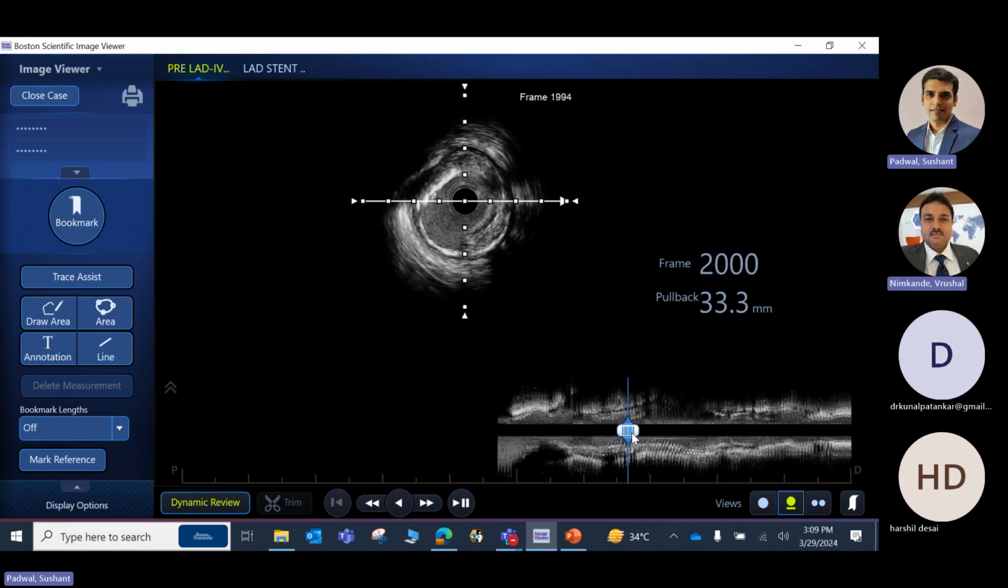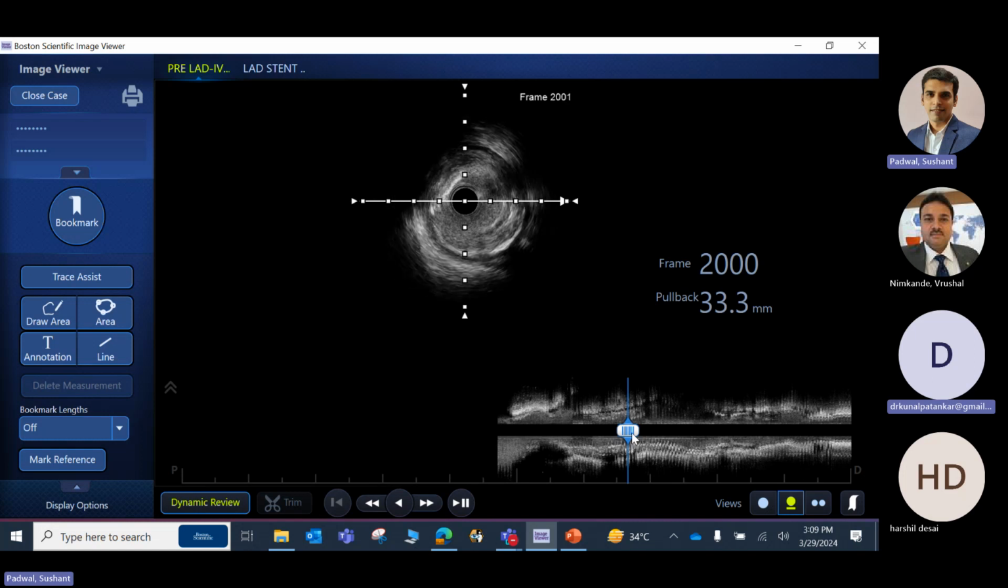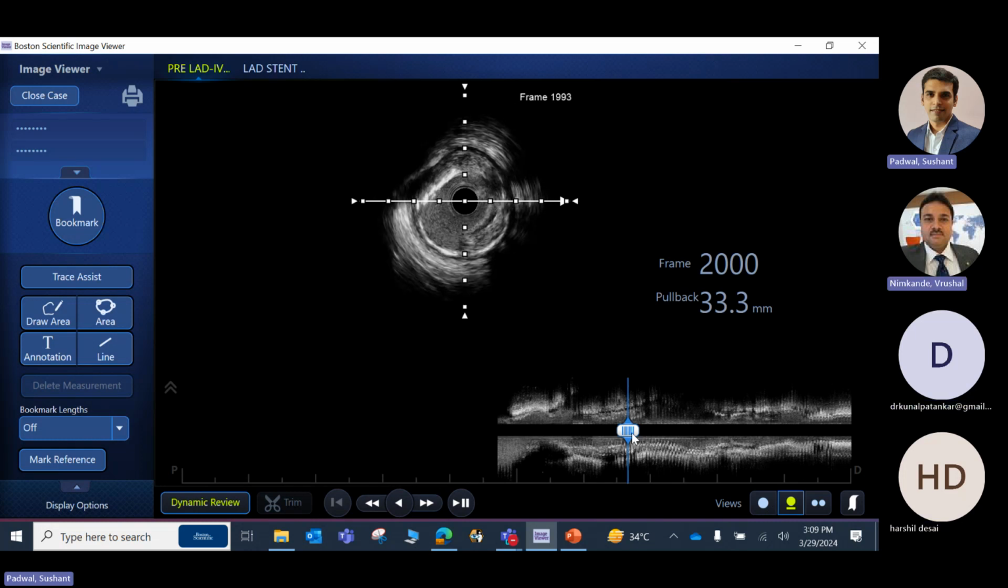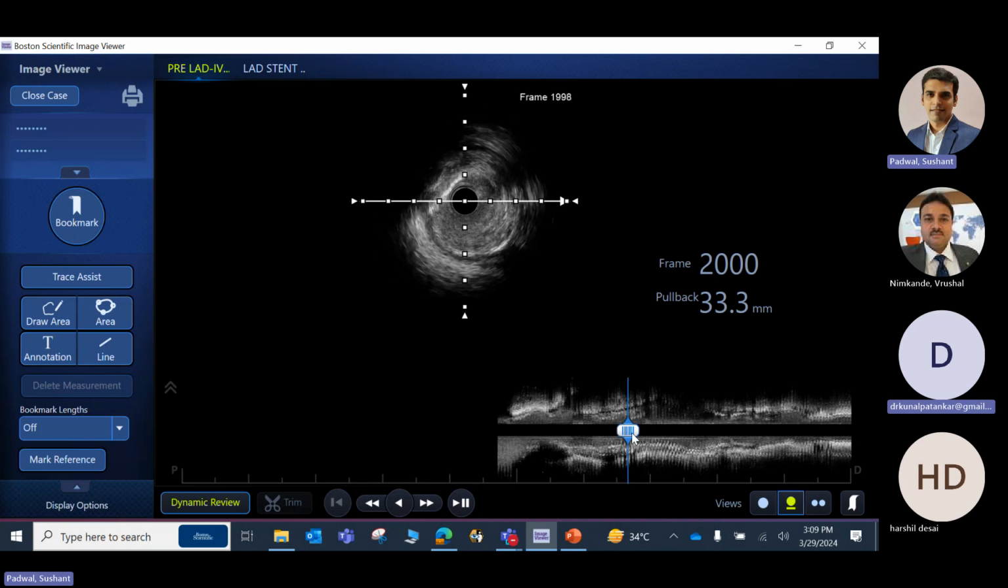Usually, when we do the IVUS pullback, 30 frames of the cross section are captured per second, at a 0.5 mm per second pullback speed. So 30 frames per second would be the ideal if you are converting it into an MP4 or an AVI; you have to set a frame rate. So that is 30 FPS. 30 or 50 also you can do. That's important when you're trying to present a paper or something, so it should be appropriate.